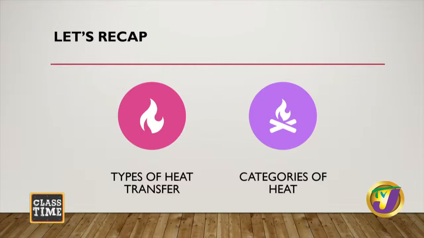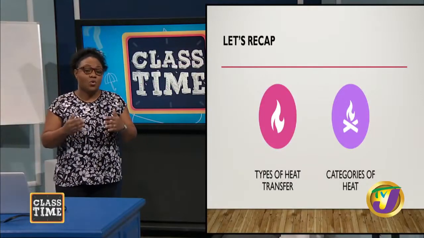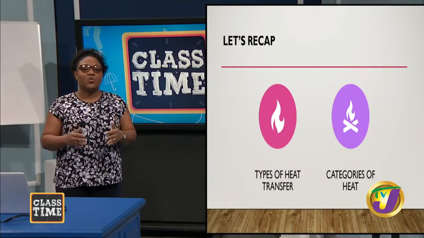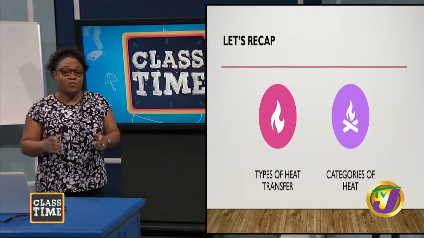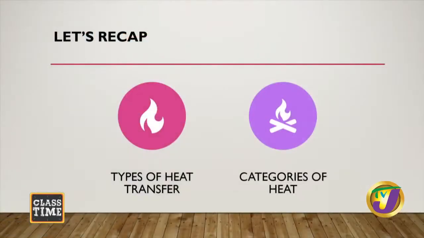For the types of heat: conduction, the heat passes from solid to solid. Convection, the heat passes through liquid or air. And radiation, the heat passes from a direct source to the actual item being cooked. The categories of heat are moist and dry heat. Moist heat is with the addition of some kind of moisture, some liquid or steam. And dry heat is without the addition of moisture or steam. All right, so now we have done that quick recap. Let's get into the lesson.